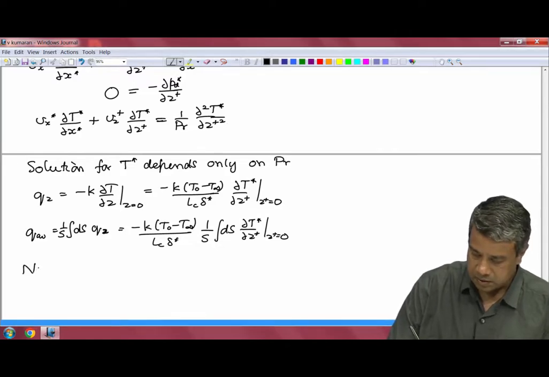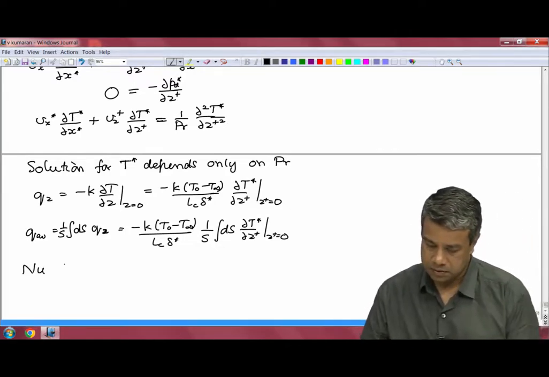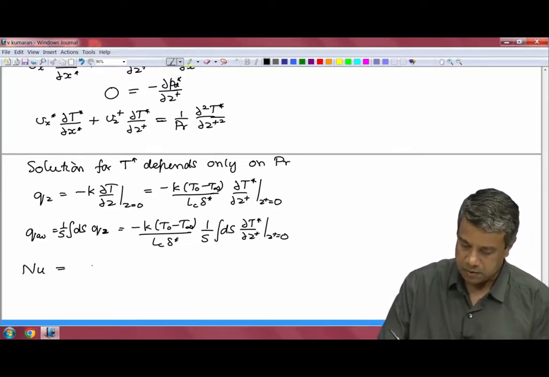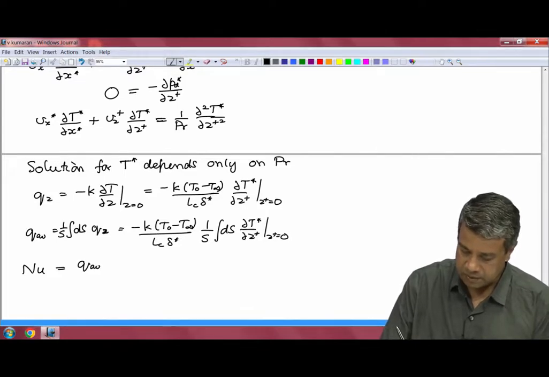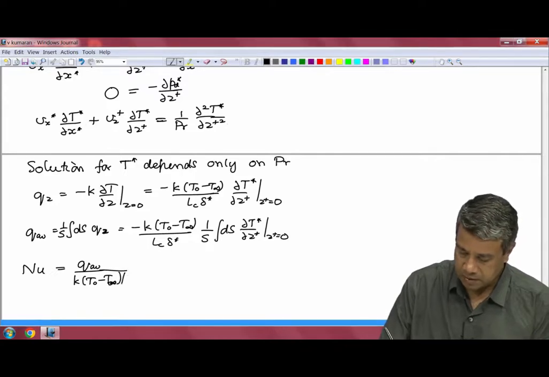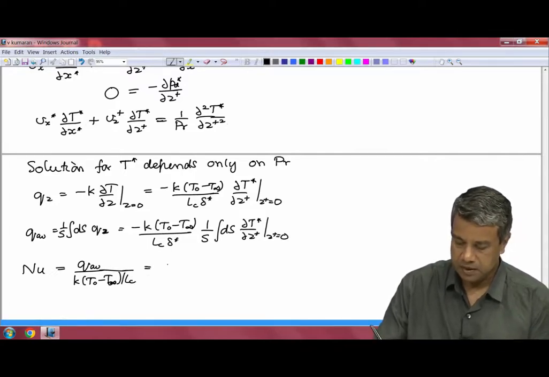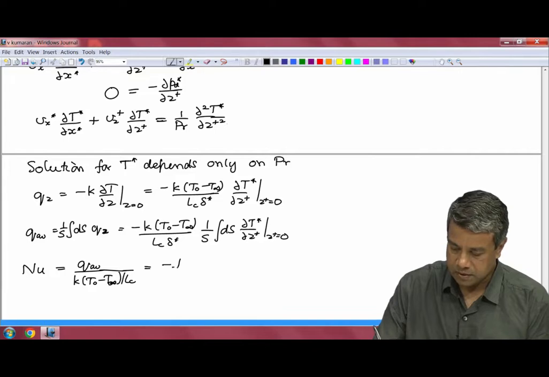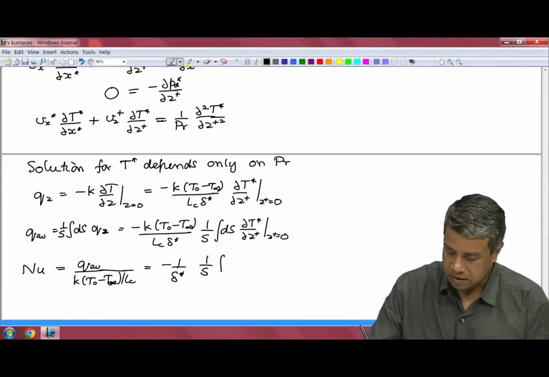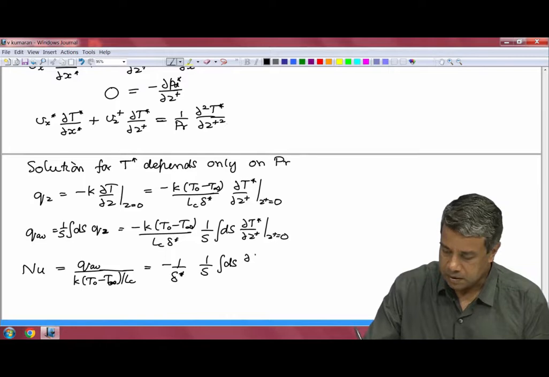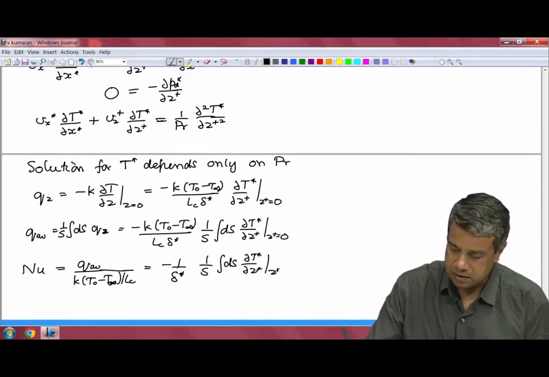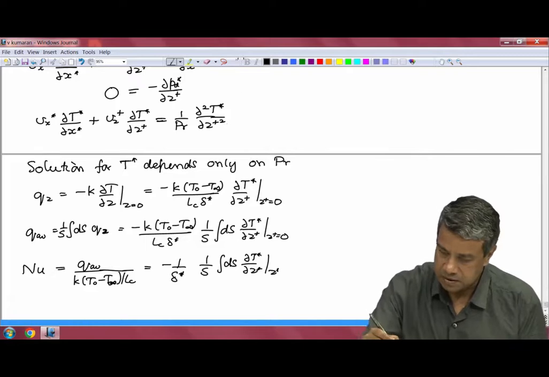And the Nusselt number is going to be equal to Q average by k into T naught minus T infinity by Lc. So, this is going to be equal to minus 1 over delta star, times 1 over S, integral dS of partial T by partial z at z plus.